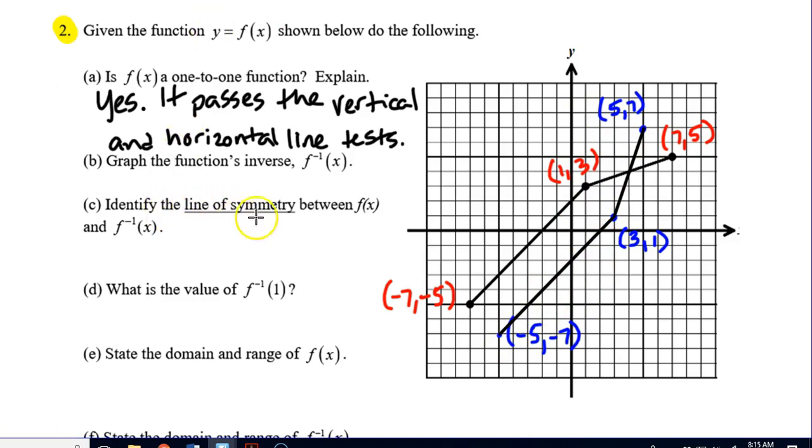Okay, that's part C. Identify the line of symmetry. Well, if you were to fold this, well, I guess I should have written the inverse name on there. So let's call this one f of x, and this one inverse of f of x. If we were to write the graph, the line of symmetry, it should be this fold line that goes from corner to corner. And that's the line with a slope of 1 and a y-intercept of 0. That's the line y equals x.